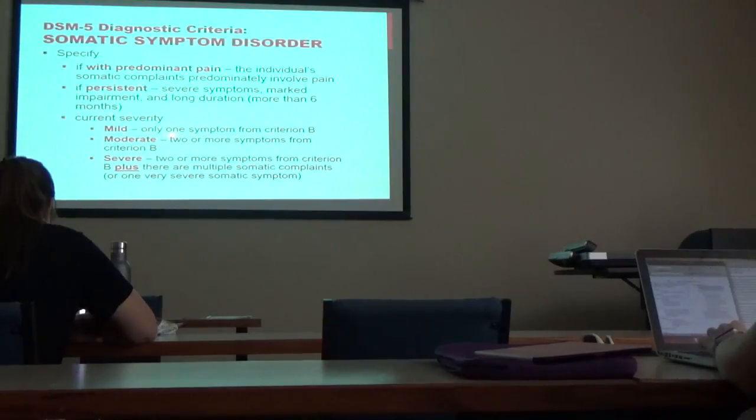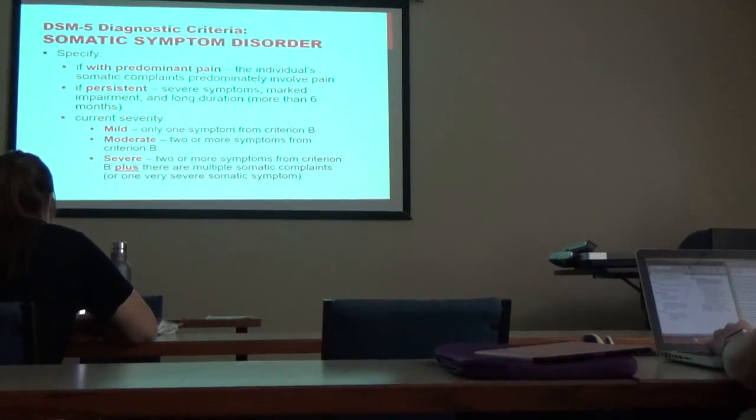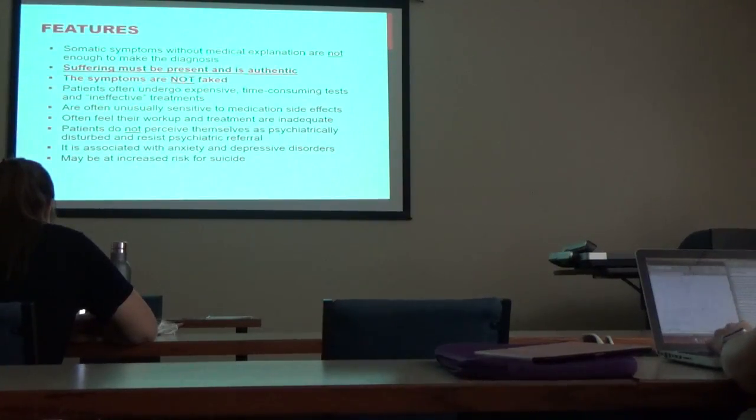Or you can specify severity. It can be mild if they only have one symptom from criterion B, which is either thinking about it, having anxiety about it, or spending a lot of time on it. Or it could be moderate, 2 or more symptoms from that, spending time and being anxious, or severe, 2 or more symptoms from criteria B, plus there are multiple complaints. Head, back, and arms hurt all the time. Okay, and you code it like that.